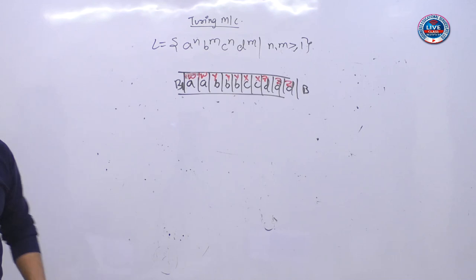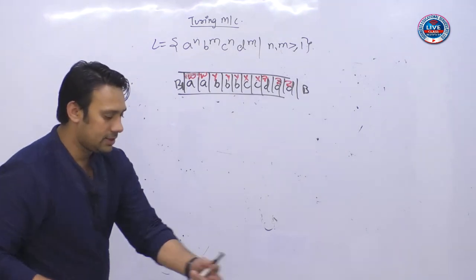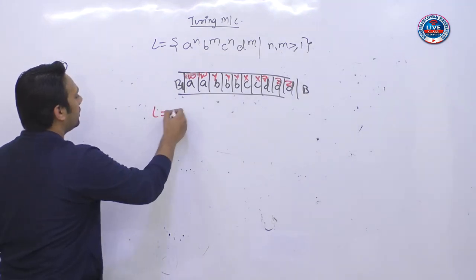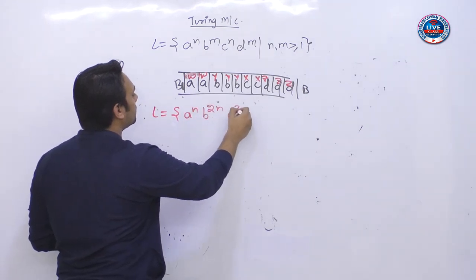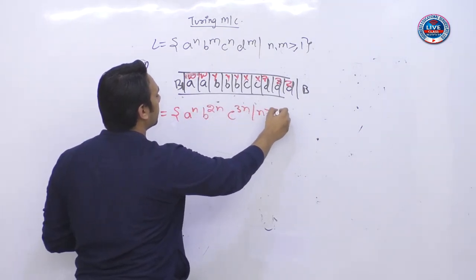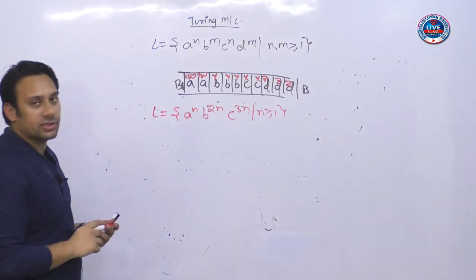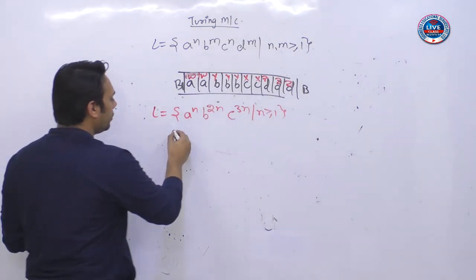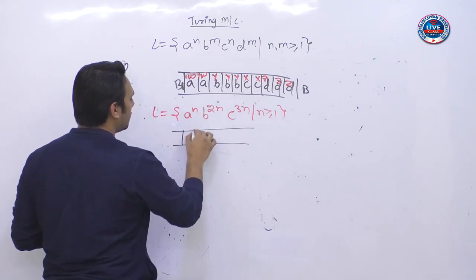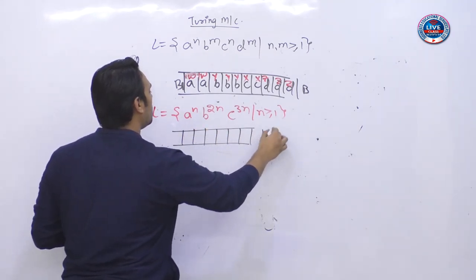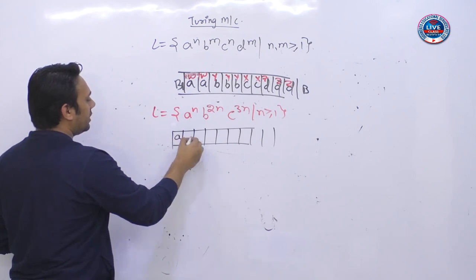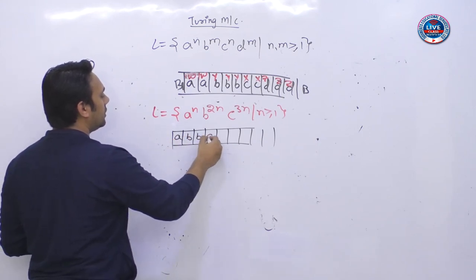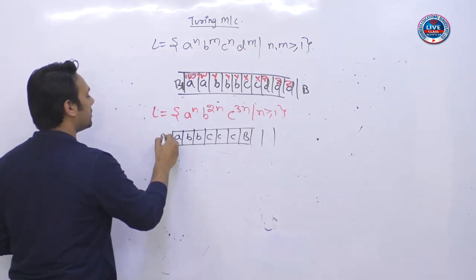So I told you one more example, which is the language a raised to power n, b raised to power 2n, c raised to power 3n, such that n is greater than or equal to 1. So what you can do in this case, when you load this string on the tape, assuming that you have 1 a, 2 b and 3 c, this is your symbol.